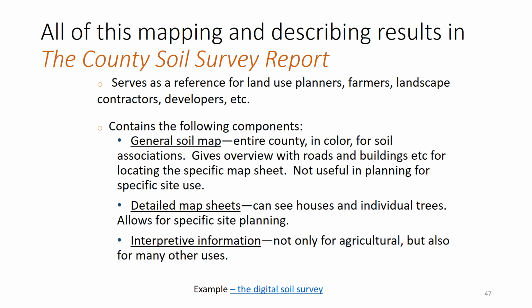It is not useful in planning for specific site use. It also includes detailed map sheets where we can see houses and individual trees, which allows for specific site planning. And then there's interpretive information, which is not only for agricultural but also for many other uses.